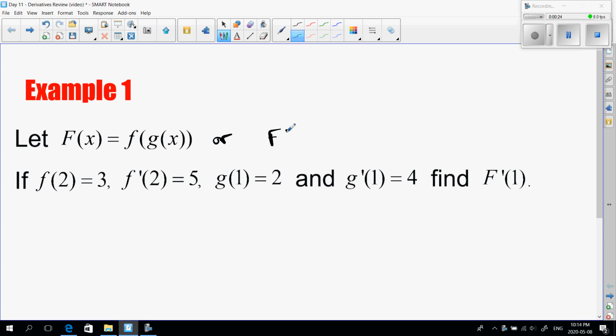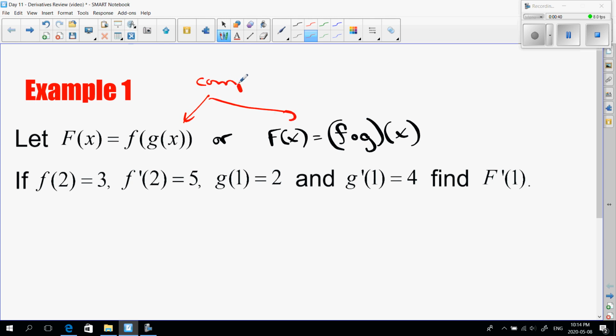Sometimes it may say the following, F of x equals f composed with g of x. Either way, this means the capital F of x is a composite function. And with a composite function, we must use the chain rule. Okay? So let me say that again. F composed with g of x, or f of g of x, that's what it means. This also means the same thing.